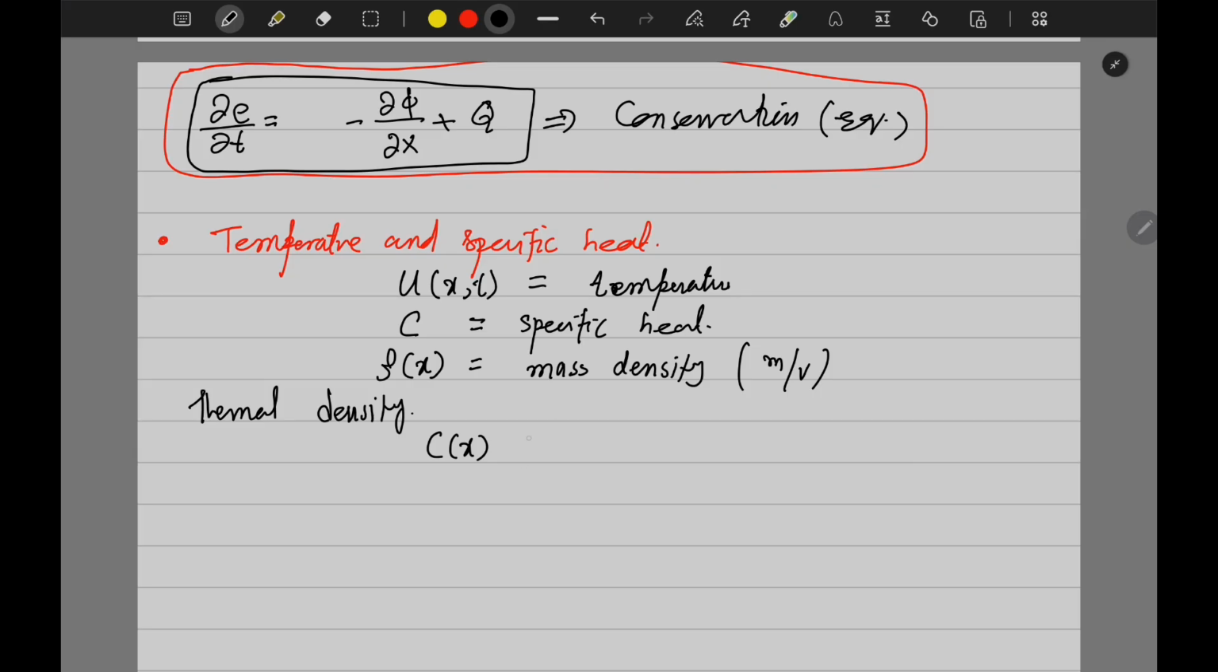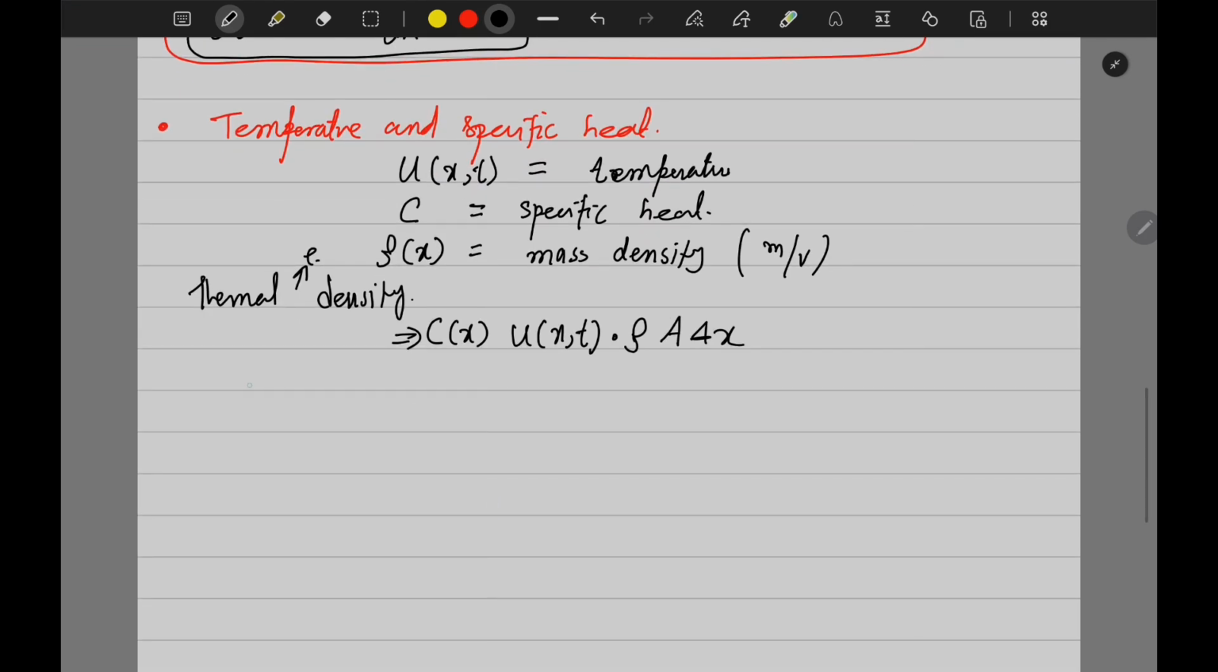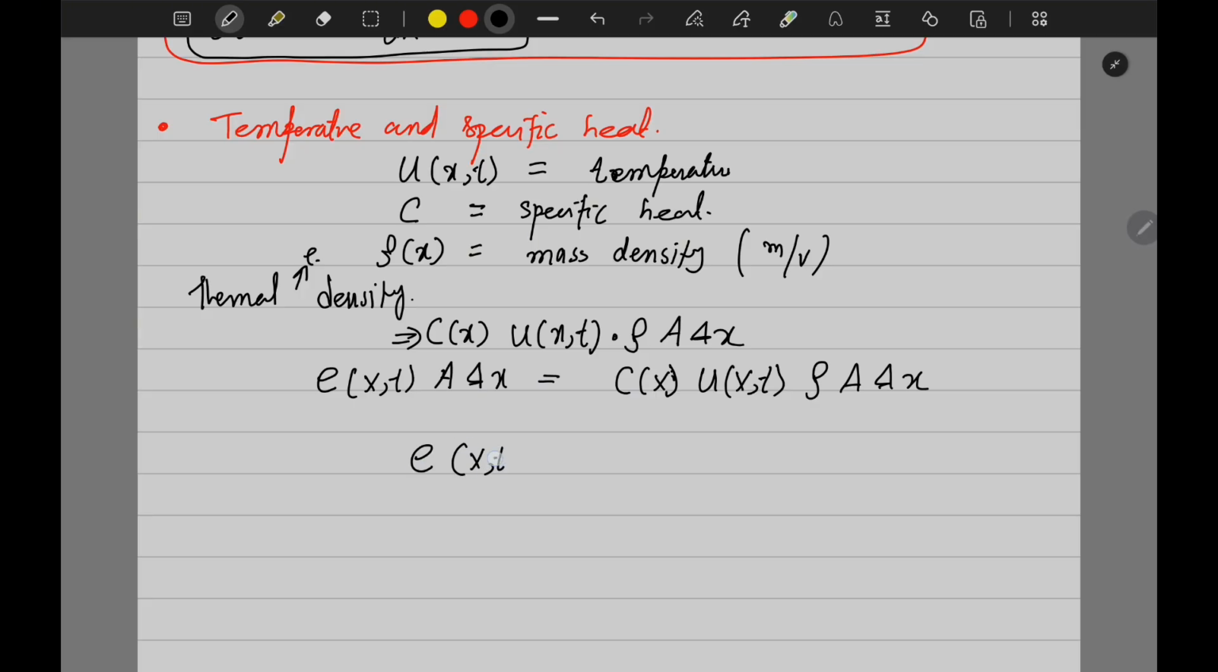So c(x), the specific heat, times the temperature u(x,t), times density ρ, A and delta x. This is the thermal energy. So previously we have written thermal energy density as e(x,t) times A delta x, which is c(x) u(x,t) ρ A delta x. So this is the equation we have now. From here we can easily find that e(x,t) equals c(x) times u(x,t) times ρ(x).